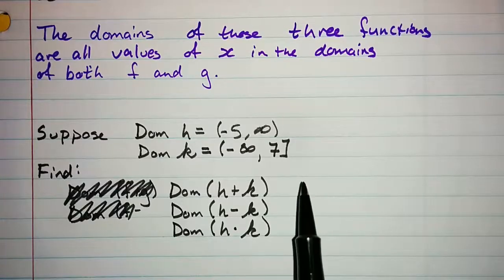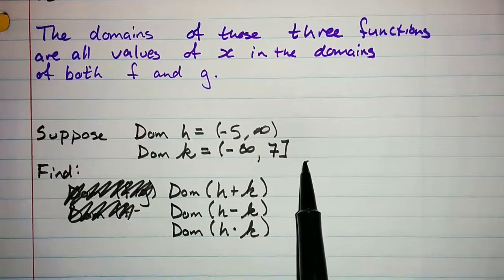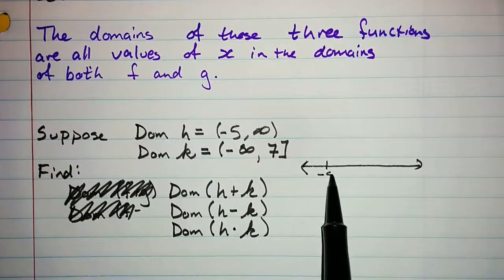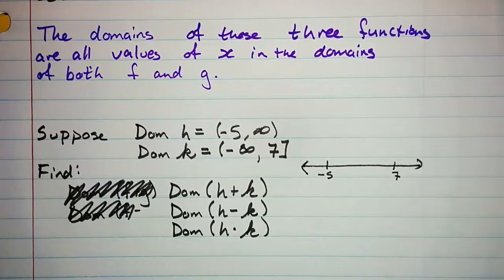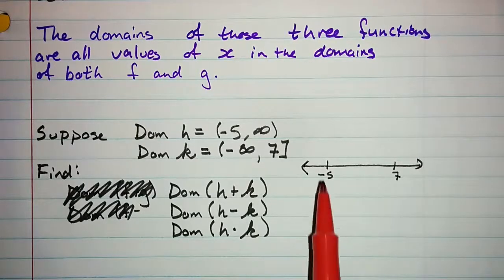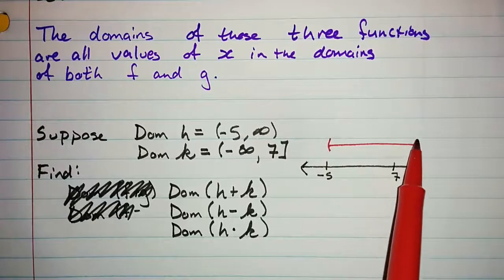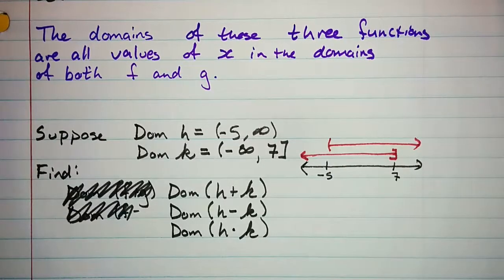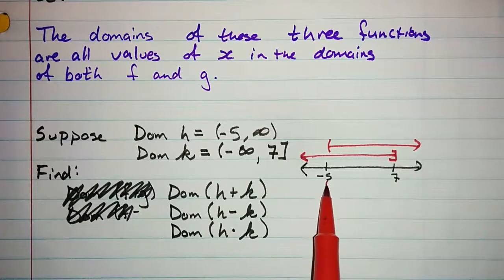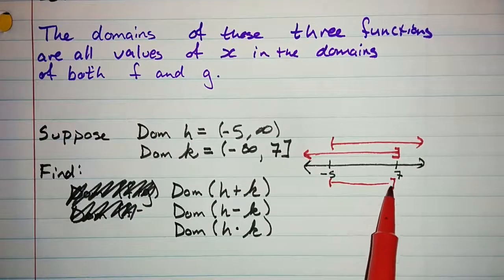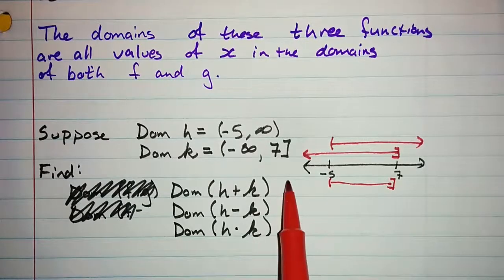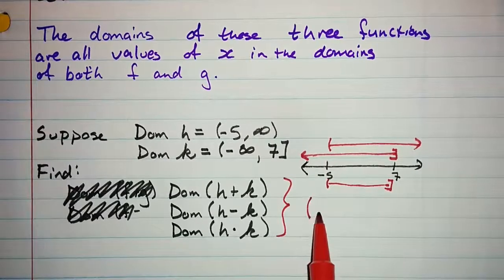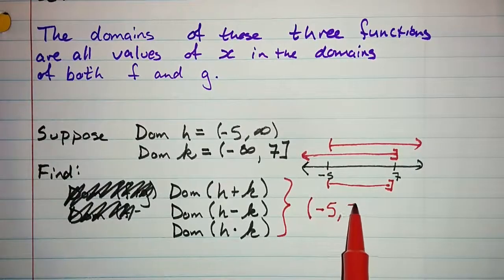Alright, all three of them have the same domain. Let's take a look at where these two domains overlap. I'll mark -5 and I'll mark 7. So -5 up to infinity, 7 down to -infinity. What's the overlap? Just here. So these all have the same domain, -5 up to 7.